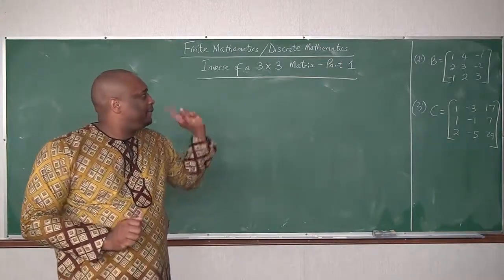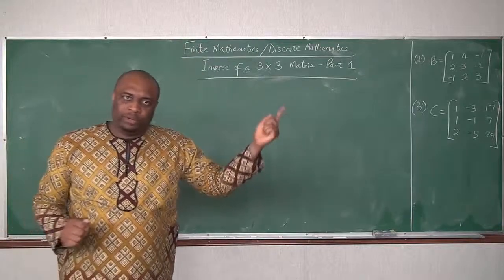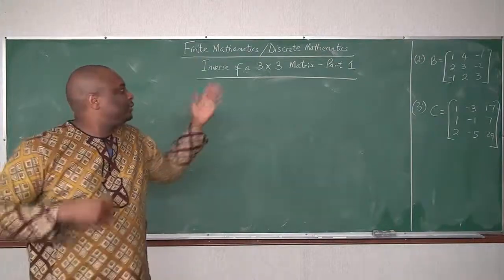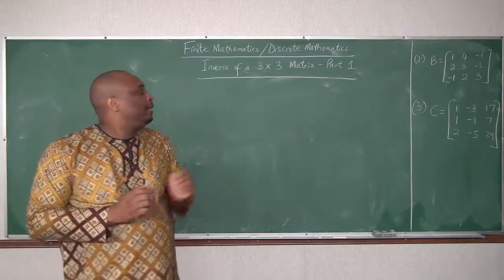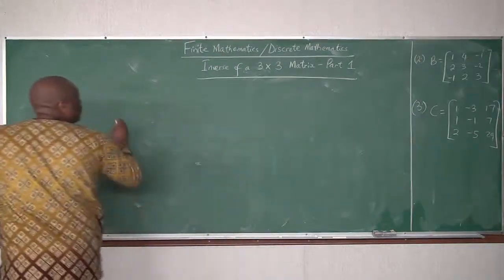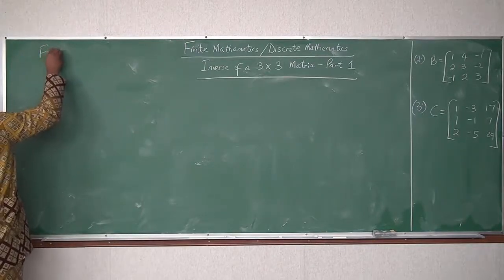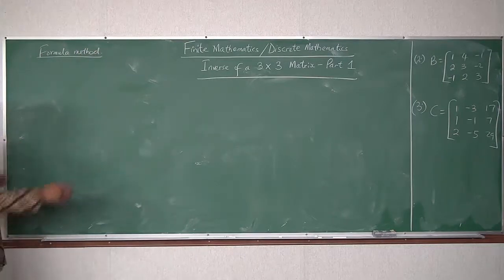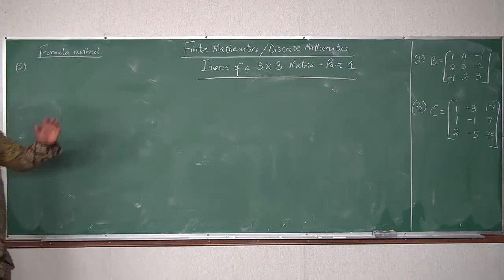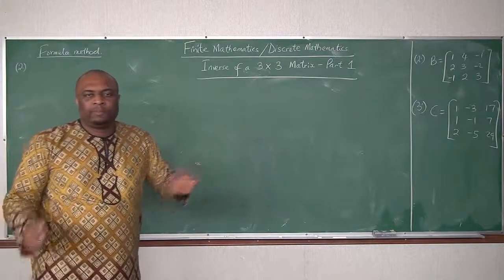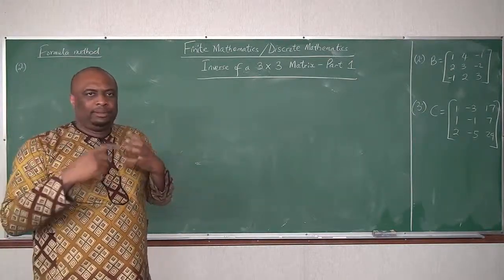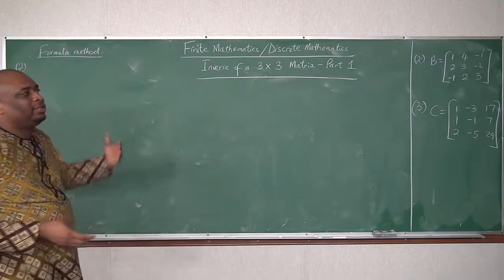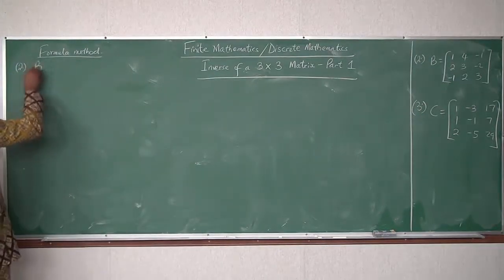So for this part one, just like we did for part one in the inverse of a 2x2 matrix, we shall use the formula method. Then in part two, we shall use the row reduction method. In the formula method, we start with question 2B. Some of you might ask me, where is question 1? Question 1, we already did in determinants part 2, because with the formula method, B inverse, we talked about it.